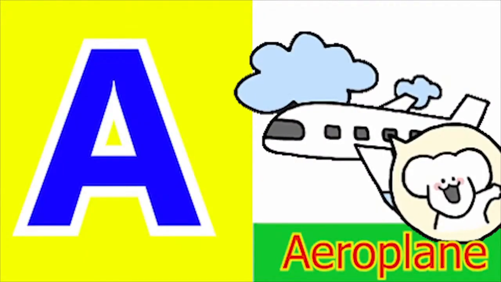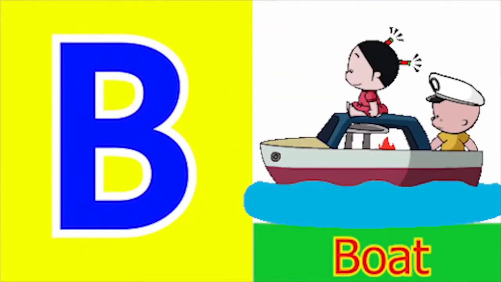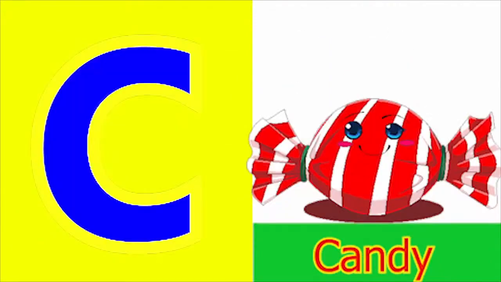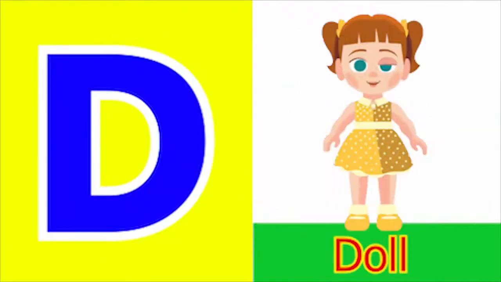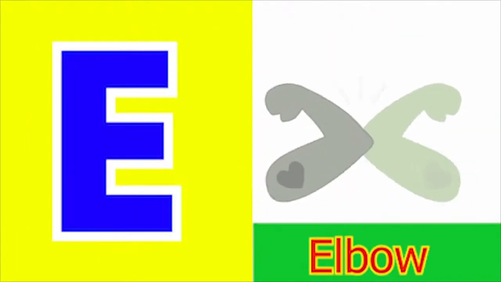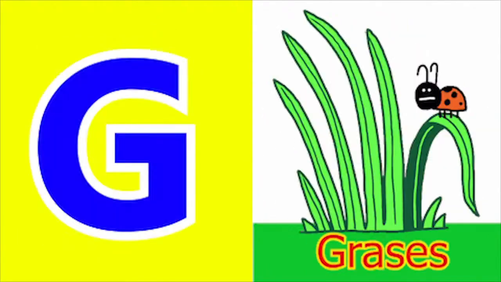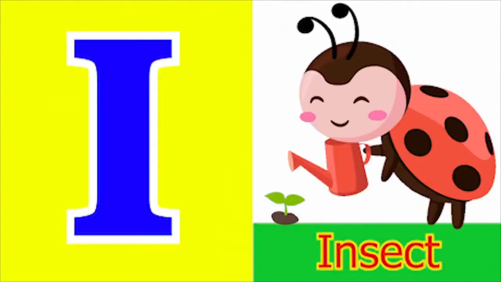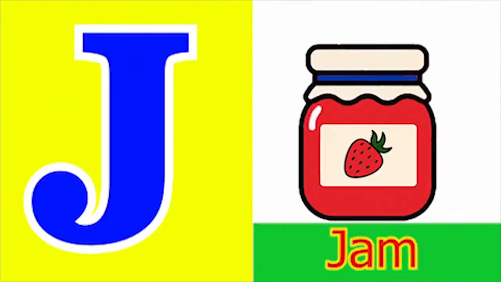A for aeroplane, B for boat. C for candy, D for doll. E for elbow, F for foot. G for glass and H for horn. I for insect, J for jam.